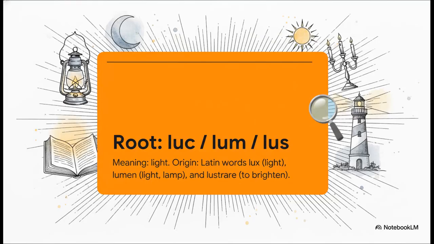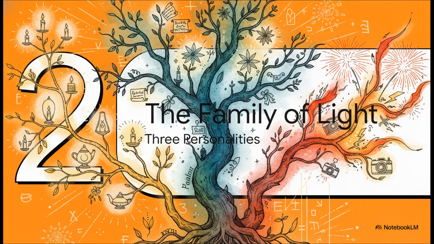And that brings us right to the heart of our story. So I want you to meet the Latin root for light. It comes in three main flavors, you could say: luc, lum, and lus. Now, they all mean light, but each one carries a slightly different shade of meaning, and they all come from these three Latin words: lux, lumen, and lustrare. All right, so let's get to know the family. We're going to break down these three branches because really, each one has its own distinct personality, and each one has given us this whole collection of fascinating English words.